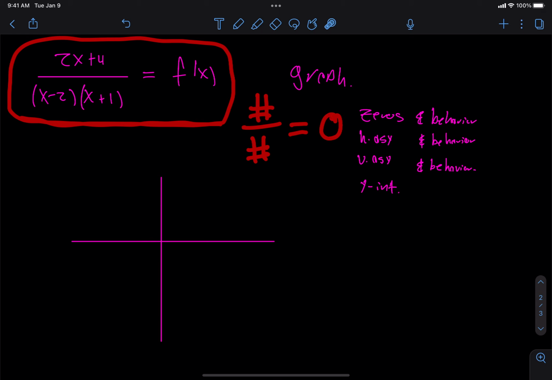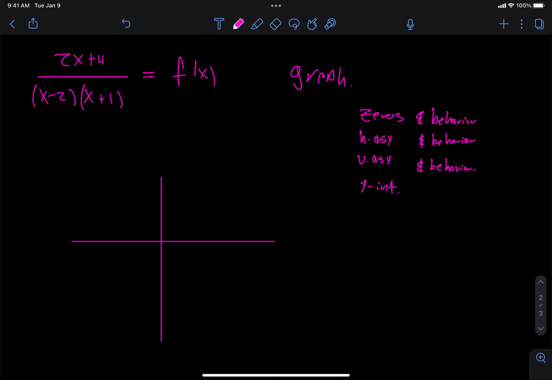If I take one number divided by another number and I got 0, the numerator has to be 0, right? Something like 0 divided by 3, that's 0, right? Or 0 divided by any other number would be 0. So if I want to find the zeros, I just take the top and set it equal to 0.